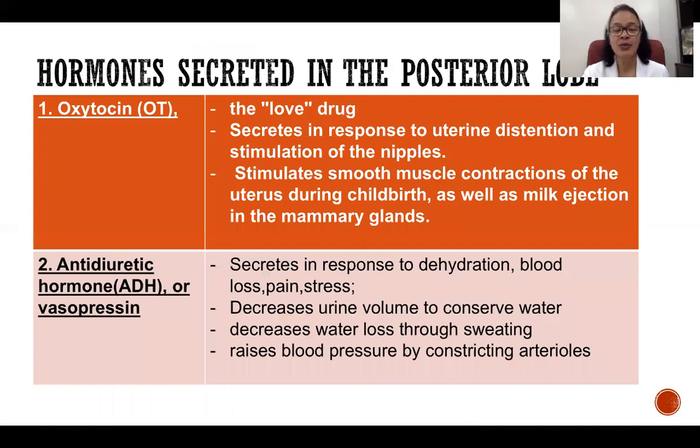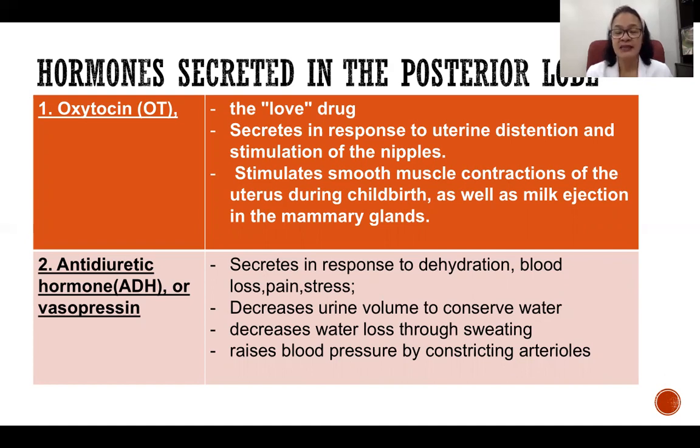So this slide would show the different hormones secreted in the posterior lobe. So we have the oxytocin, which is the love drug, wherein it's being secreted in response to uterine distension and stimulation of the nipples. It stimulates smooth muscle contractions of the uterus during childbirth, as well as milk ejection in the mammary glands.